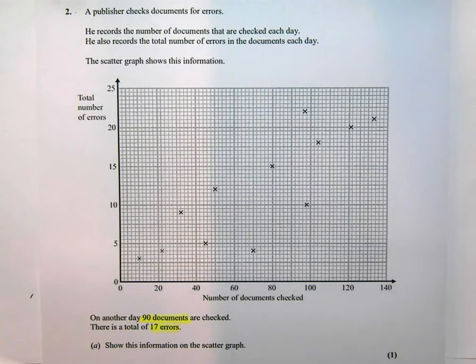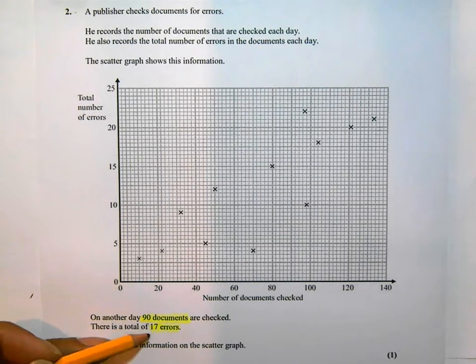So this is the first bit, and in the mark scheme, the examiners indicated that a lot of people missed out this question, or missed out this bit. They didn't even read through, they went straight to answering bits of the question and forgot about this 1 mark bit. And this is really important that you get it. So 90 documents are checked, 17 errors. They basically want us to put a cross on the diagram for part A. That's what I need to do, show this information on the scatter graph.